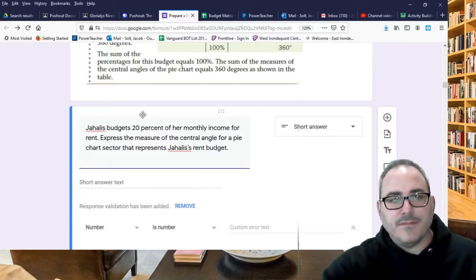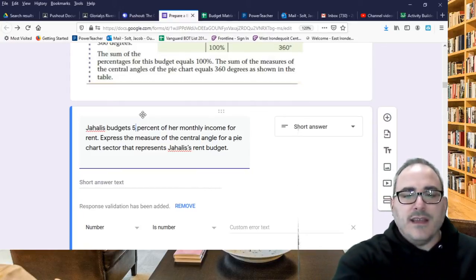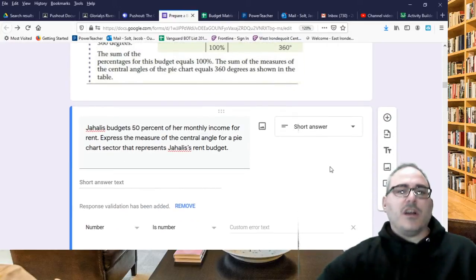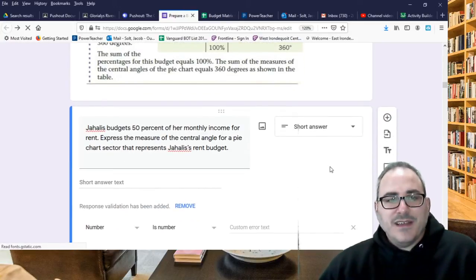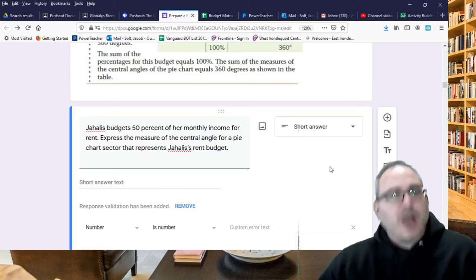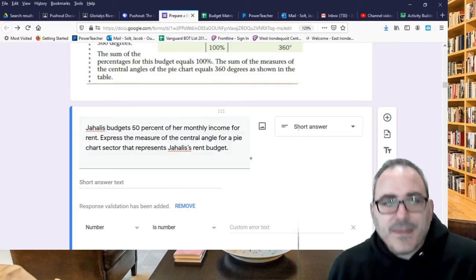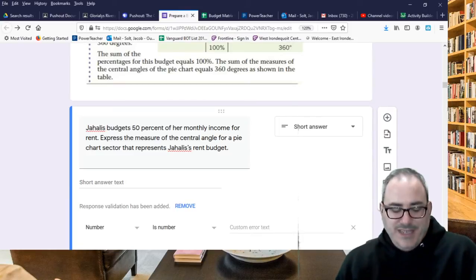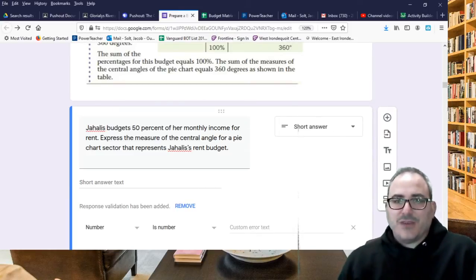20%. No. We need more than that. If rent's only 20% of your budget, you're doing real good. We're gonna call it 50%. All right, 50%. Does that make it too easy though? No, it doesn't make it too easy. I like it. Okay, we're gonna change it to 50%. I do want it to be easy because the next question is harder, right? The next question is more challenging.